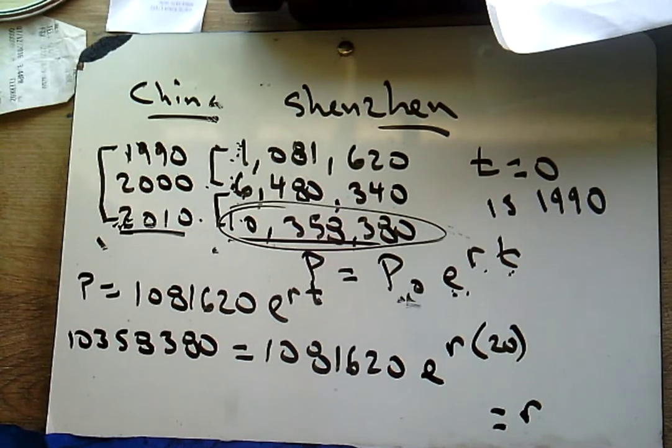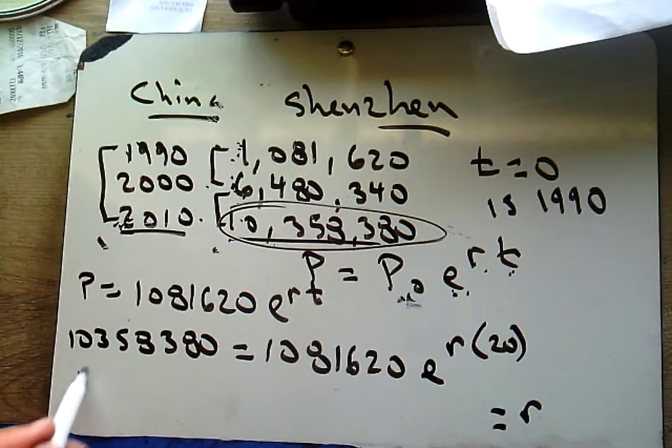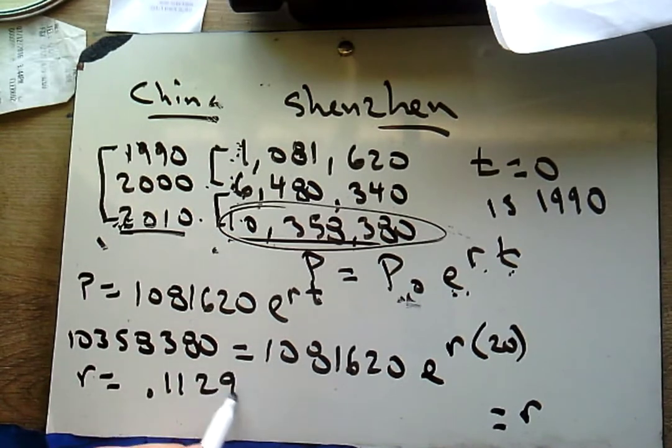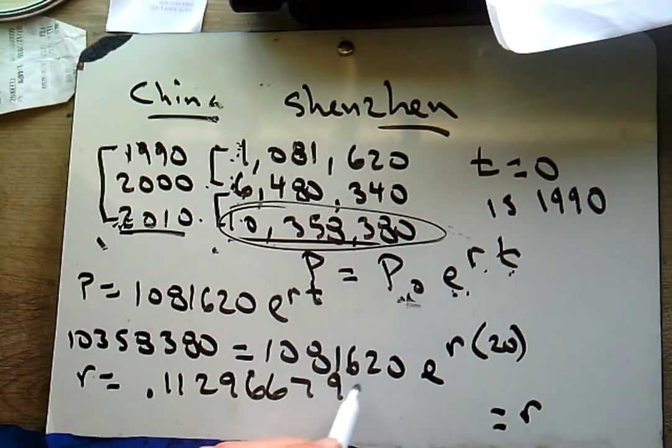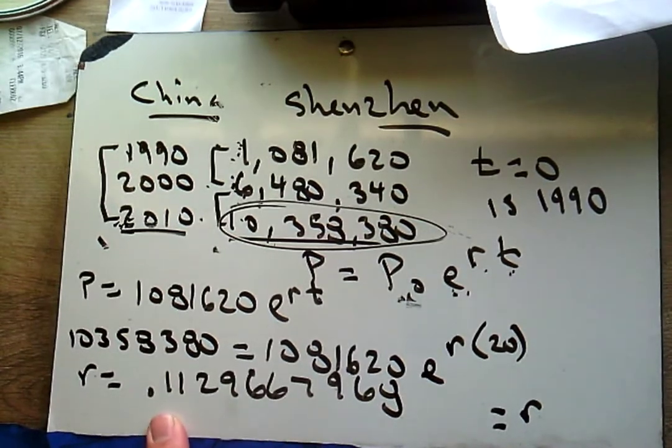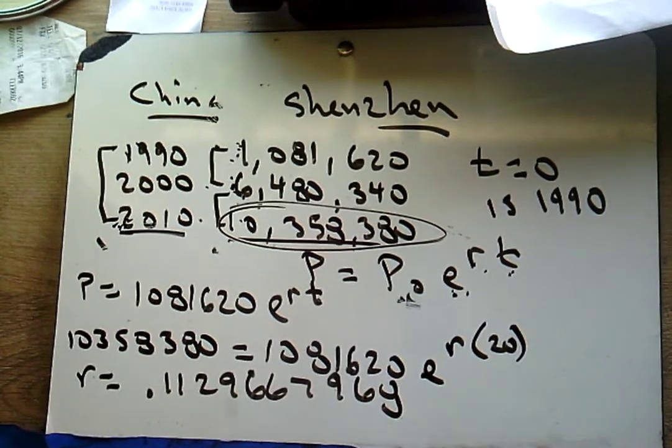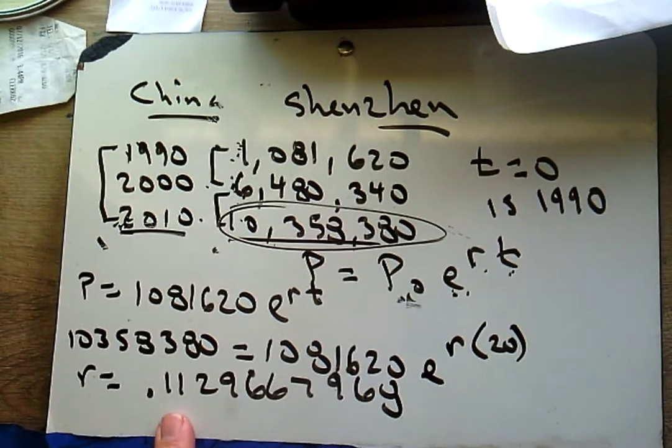So I divide both sides by my initial amount. I take the ln of both sides, and then I divide by 20. And I get that r equals 0.11296679668. That means that the population is growing approximately 11.3% per year. Now, when we did the Tucson problem in the last video, our population growth was closer to 3%. Much faster growth. Yeah, hugely fast growth.